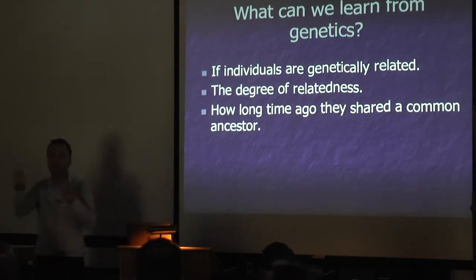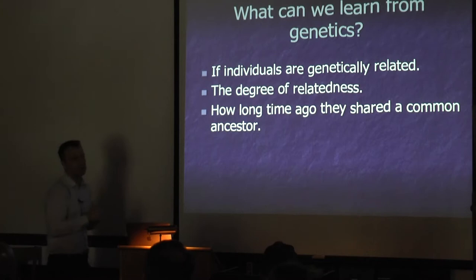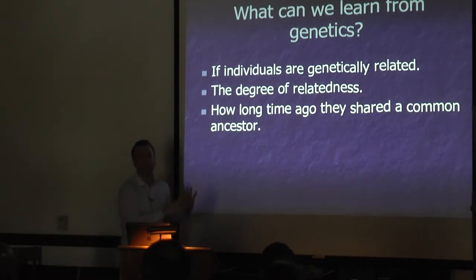If we take two of us in the room, we can make some estimates of how long since the two of us had a common ancestor, that we shared an ancestor. We start making statements about that. And that's basically what the genetics looks like. And everything else is interpretation that goes on top of this.